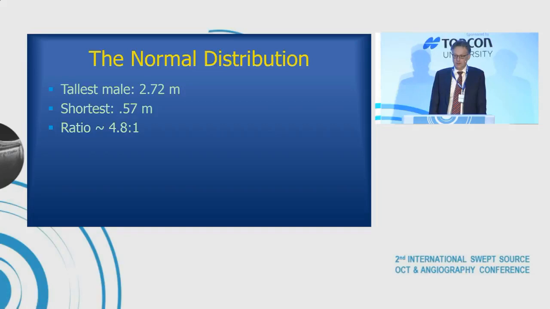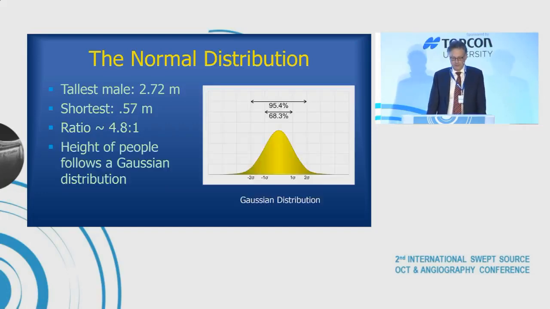The tallest male who's ever been recorded in human history was 2.72 meters high. And the shortest one was 0.57 meters, which is kind of amazing, that was a man, right? But the ratio is 4.8 to 1, which isn't that big. And if you look at the height of people as plotted on a graph like this, you see that it follows a Gaussian distribution.